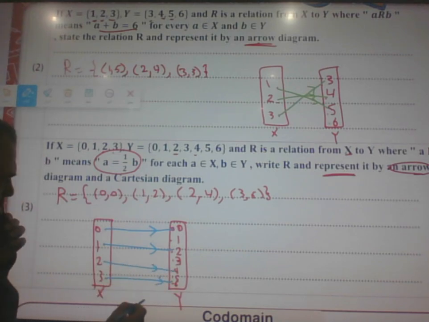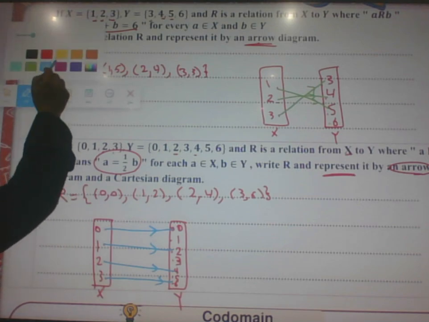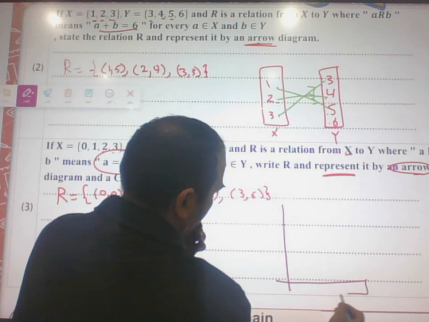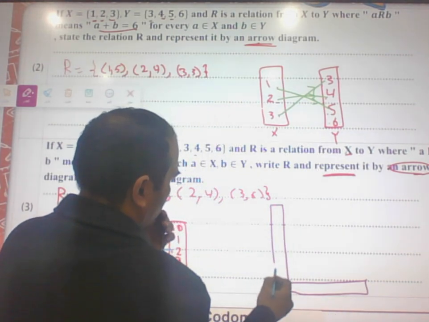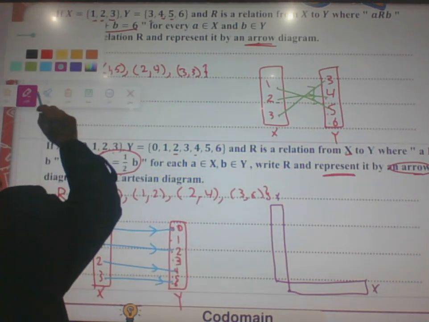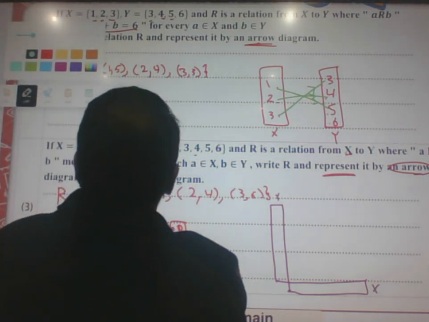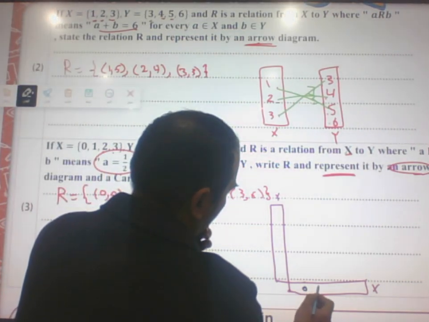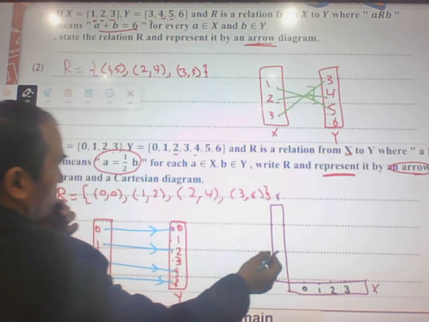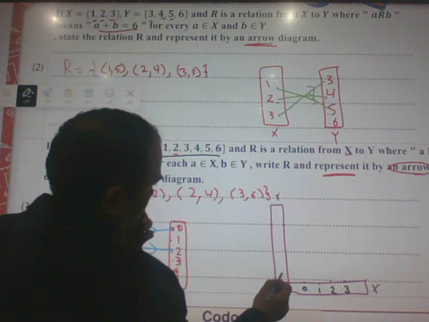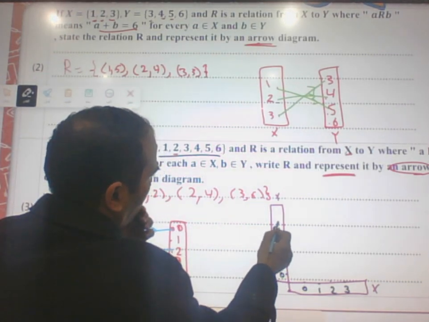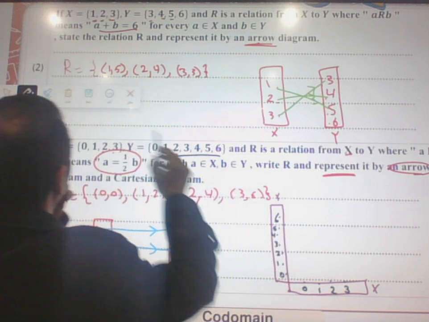And then now I will draw the Cartesian diagram, draw vertical and horizontal like this, and the cut of them is this part, right? First here X and second Y. The elements of X, start right, elements of X down here: 0, 1, 2, 3, and elements of Y: 0, 1, 2, 3, 4, 5, and 6. Now in the vertical I will put a point.